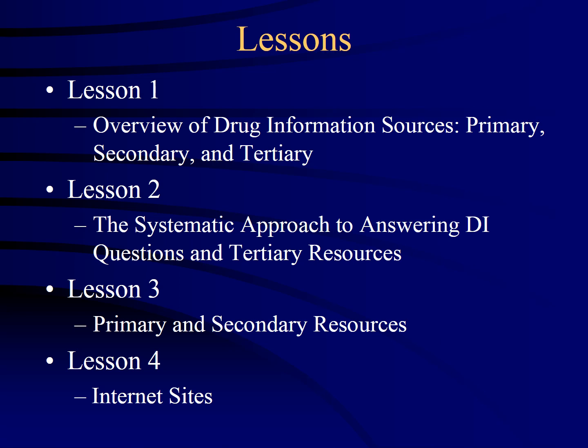This course is divided into 4 lessons. In Lesson 1, I will teach you the overview of drug information sources, primary, secondary, and tertiary literature. In Lesson 2, we will review the systematic approach to answering drug information questions and more about tertiary resources. And in Lesson 3, we will talk about primary and secondary resources. And finally, in Lesson 4, we will talk about useful internet sites.